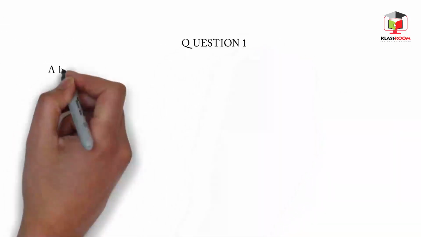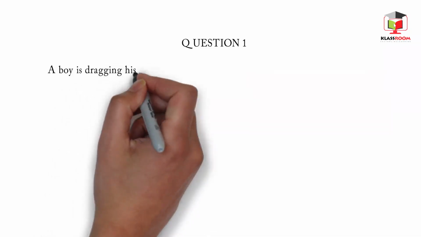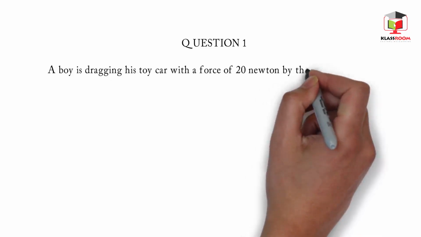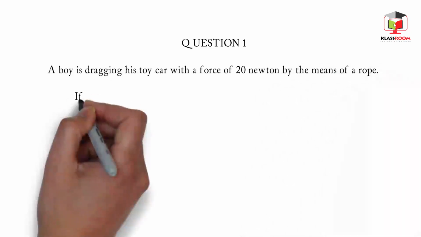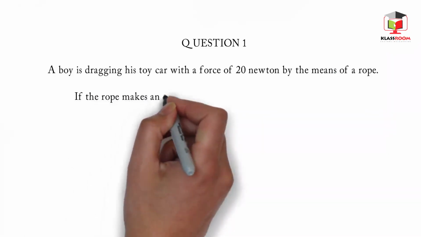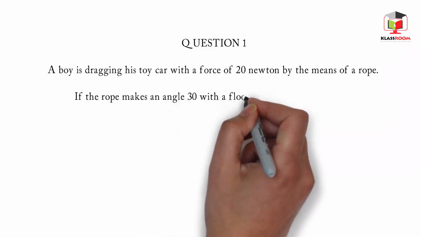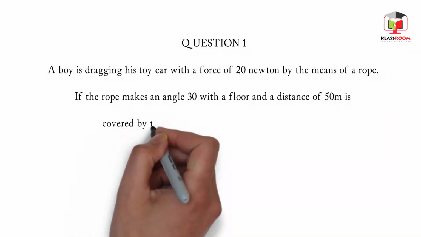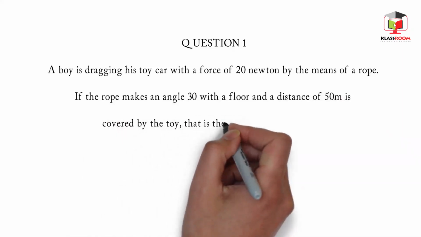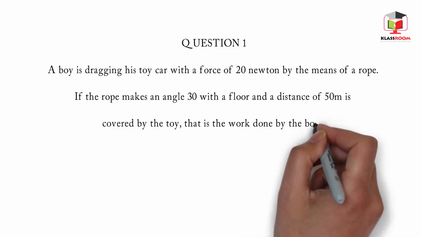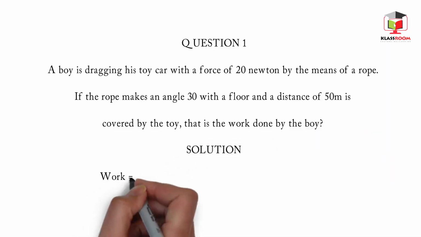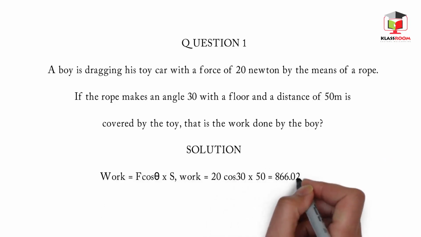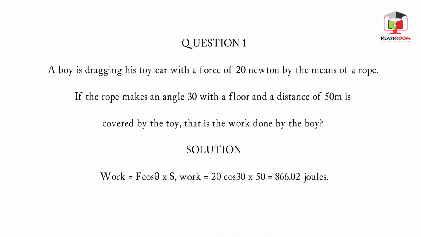Question 1. A boy is dragging his toy car with a force of 20 Newton by means of a rope. If the rope makes an angle 30 with the floor and a distance of 50 meters is covered by the toy, what is the work done by the boy? Solution. Work is equal to F cos theta times s. Work equals 20 cos 30 times 50 equals 866.02 joules.